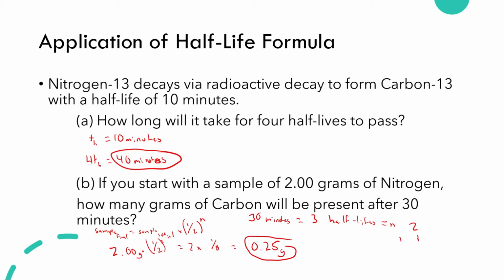And then we can check that by saying, okay, if we start with 2, after 1 half-life, we're going to be at 1/2 of that, so we'll be at 1. After 2 half-lives, we'll be at half of that, which will give us 0.5. And after 3 half-lives, we'll be at half of this, which will give us 0.25, which is what we got.